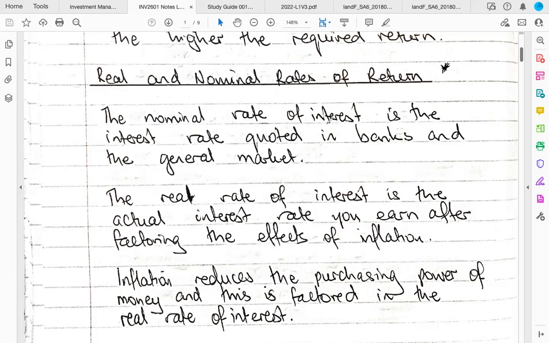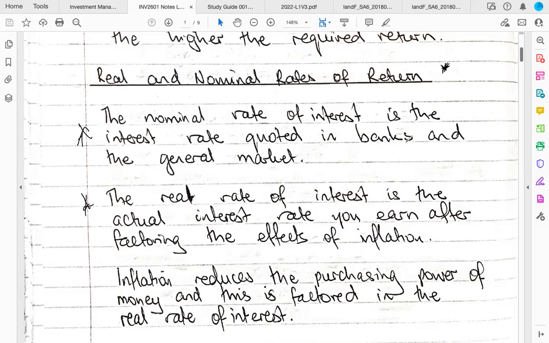So the nominal rate of interest, right? Remember, an interest rate is the return that debt holders, people who lend money to a company, or even investors, earn. We can say the nominal rate of interest or the nominal required return is the same thing. The nominal rate of interest is the interest quoted in banks and in the general market, right? And then we also have what we call the real rate. The real rate of interest is the actual interest rate you earn after factoring in the effects of inflation. So let's briefly explain these two concepts, right?